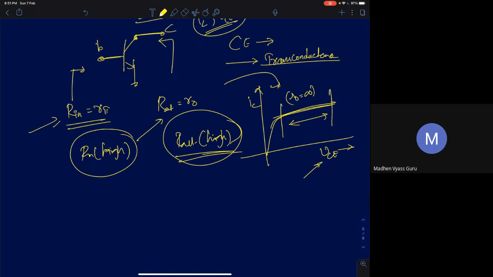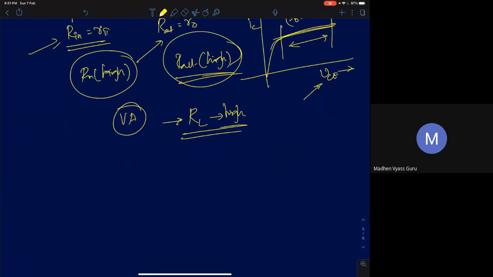It's better suited as a transconductance amplifier, but we use a transconductance amplifier for voltage amplification as well. So it can be used as a voltage amplifier as long as your load resistance is high. You got it? Why did I say load resistance is high? What will happen if the load resistance is low?